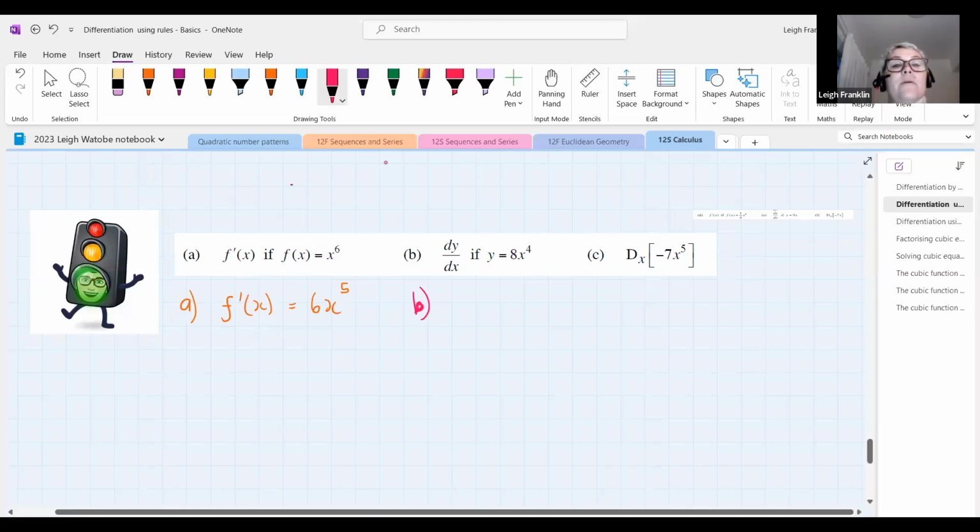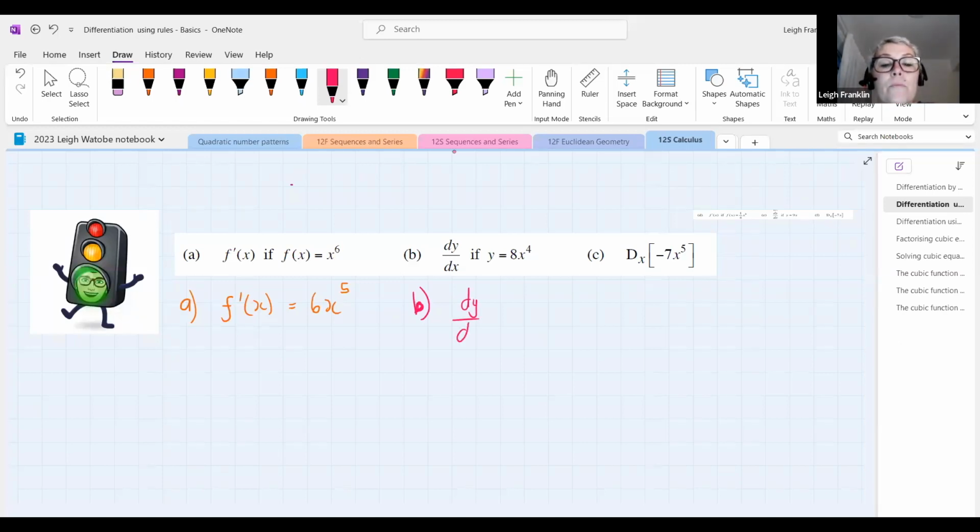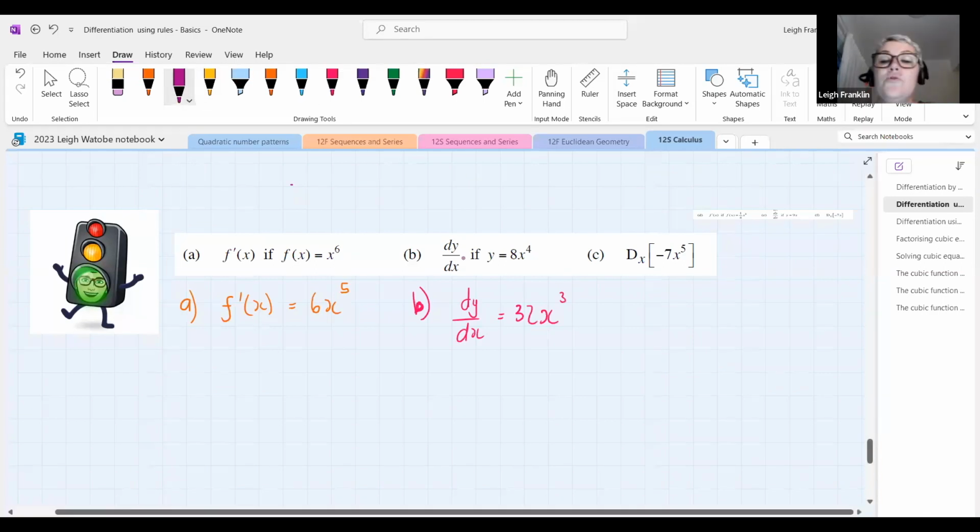Who's going to do B? Mihlali, go for it. It's dy over dx equals 32x cubed. Beautiful. Fantastic. 100%. You are on fire.